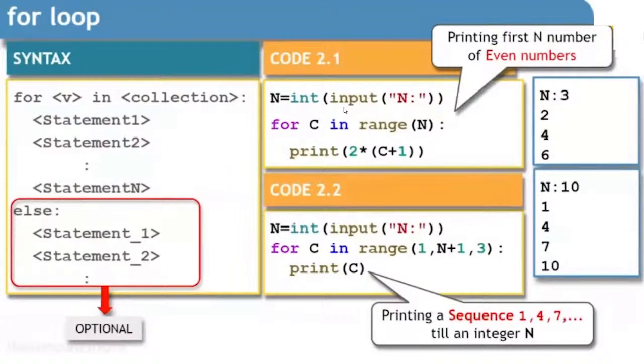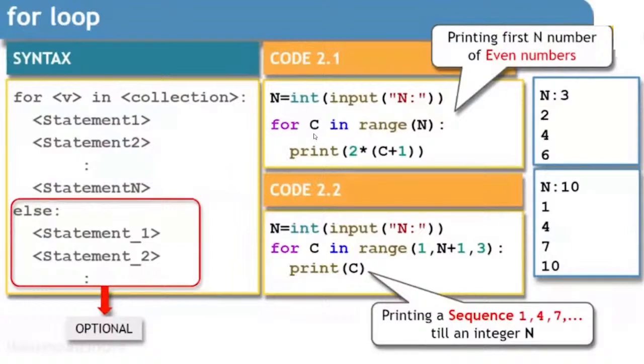So when you input the value of n, if suppose I take 3, it has to create a range beginning with 0 up to n minus 1. That is, the first value that C takes is 0, and the last value C will take is n minus 1. Okay, so C will be starting from 0 and will go up to n minus 1.